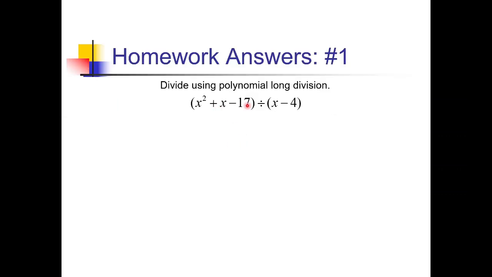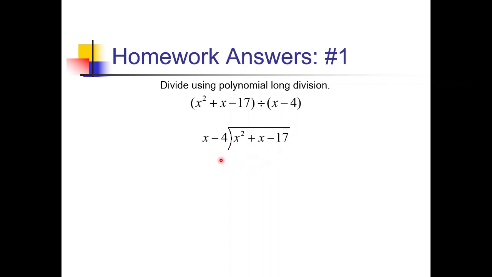To divide these polynomials together, we're going to set it up in our little house sort of format. So we've got x squared plus x minus 17 on the inside, and our divisor x minus 4 on the outside. And no placeholder zeros were needed. All of the different exponent spots were accounted for.